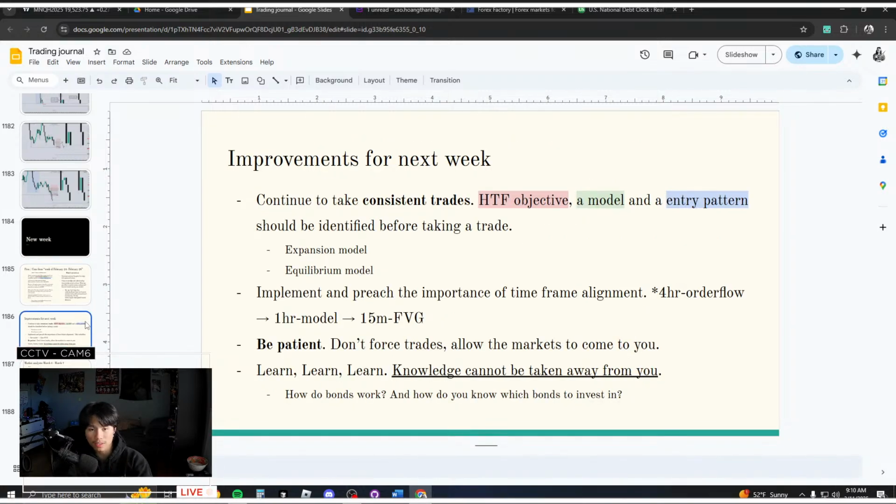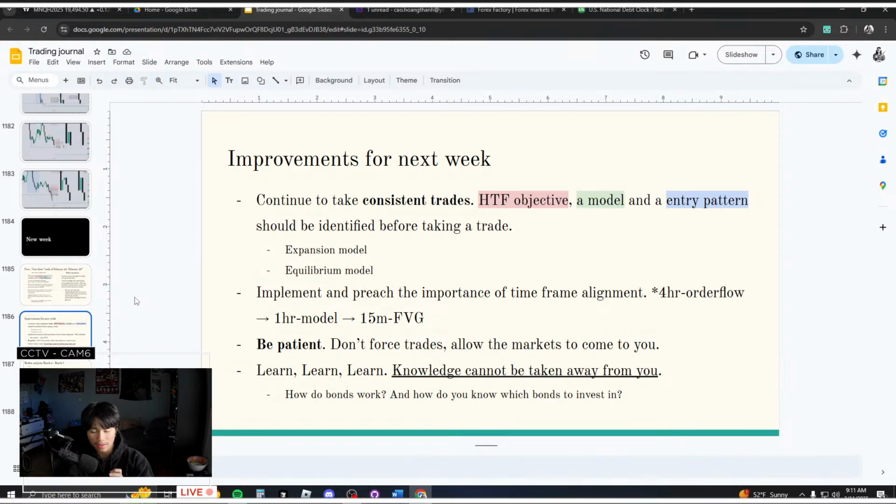So some improvements here for next week. Consistent trades. Like I said, every single trade that I take, I should have a higher time frame objective. I should have a model. I should have an entry pattern. All of those should be identified before the trade even happens. And I should be able to identify all of those components and be able to explain them to about anybody in the trading space, right? Second, implementing and preaching the importance of time frame alignment.